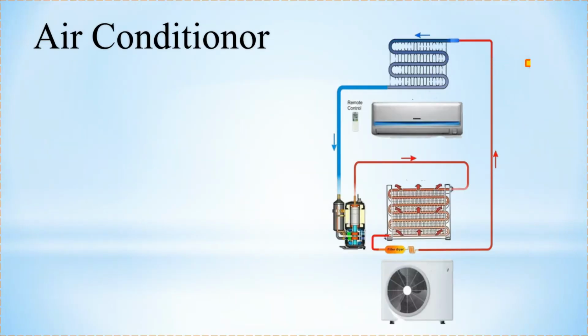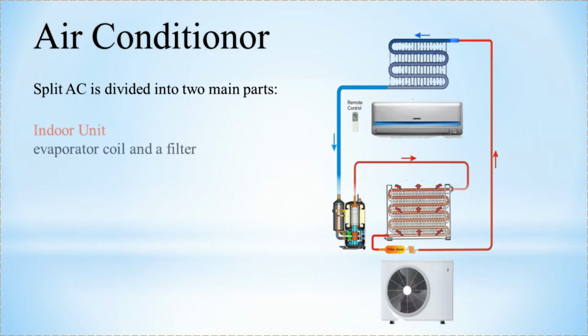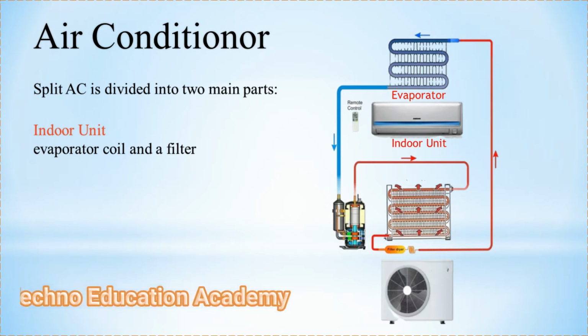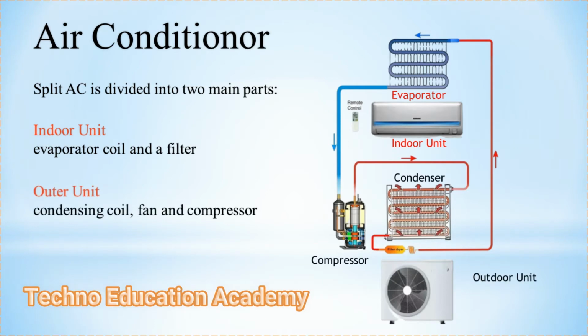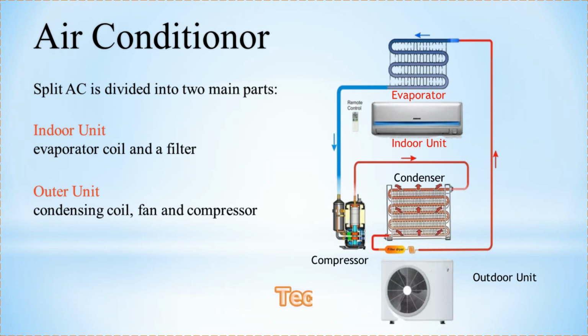But whenever we discuss window AC and split AC, window AC is nowadays rarely used. Nowadays we are using split AC. So essentially split AC is divided into two main parts: one half inside your home containing an evaporator coil and a filter, and an outer half with a condensing coil, fan and compressor. Your air conditioner operates by these two halves working one behind the other.